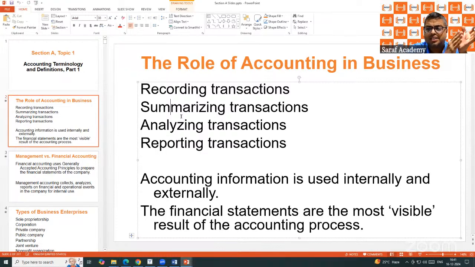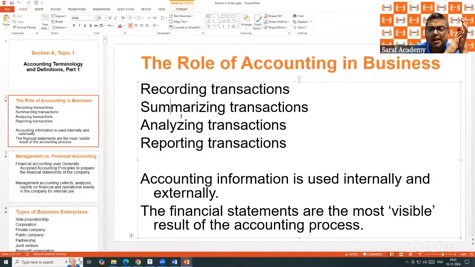So whether it's a purchase, whether it's a sale, whether it's anything, we need to record. Then at the end of 7 days, 14 days, 1 month, 2 months, we will be summarizing them. Based on the summary, we will analyze the trend: good, bad, what happened? Analyzing. And then we will report in the form of PL account, balance sheet at the end of the period.